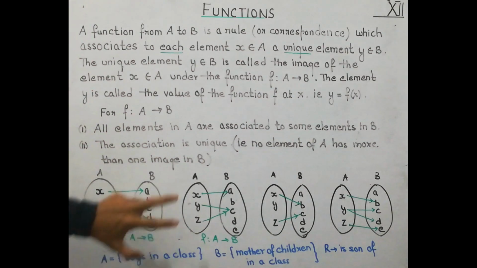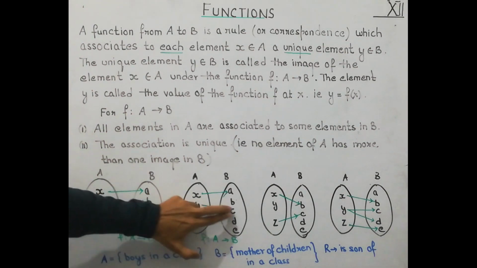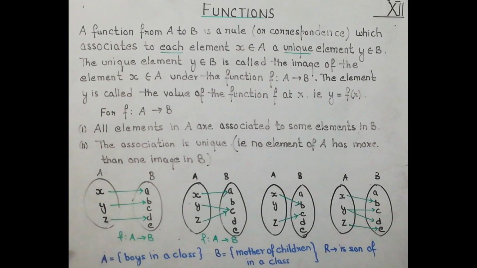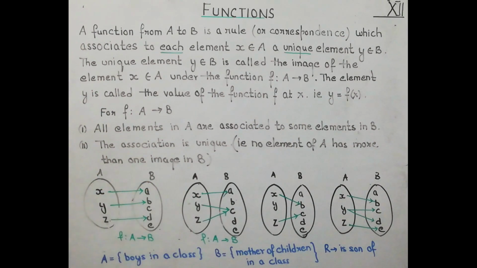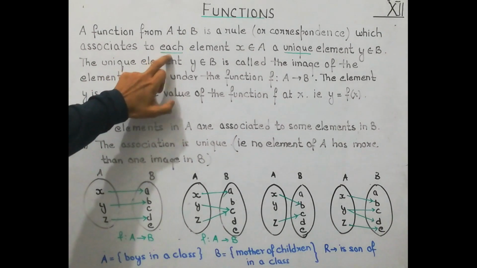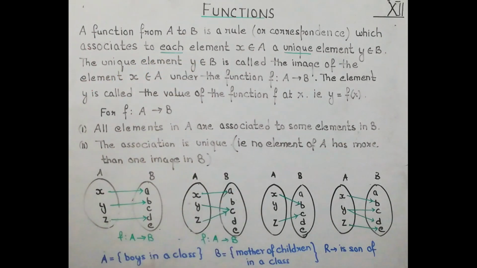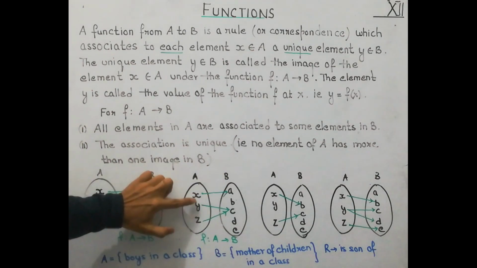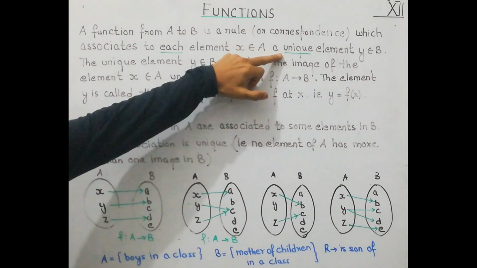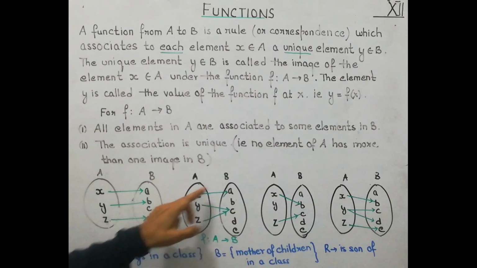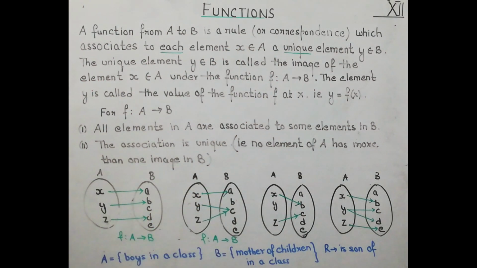Now here remember, two elements can have the same image. It's not given anywhere that no two elements can have the same image. Only two points were given. Each element should be associated, and we can see each element has been associated. None of the elements has been left out. And the image should be unique, meaning one element should have only one image.